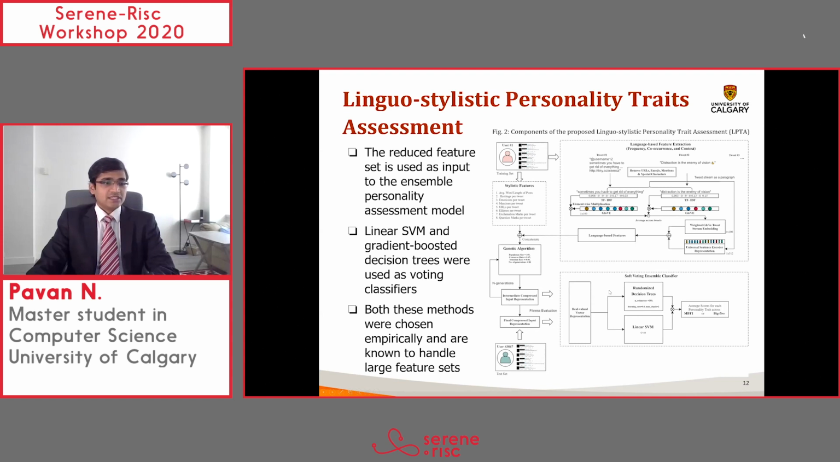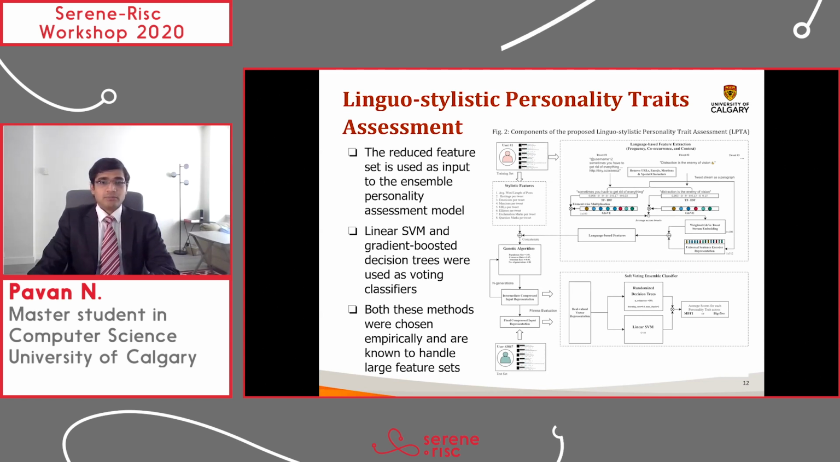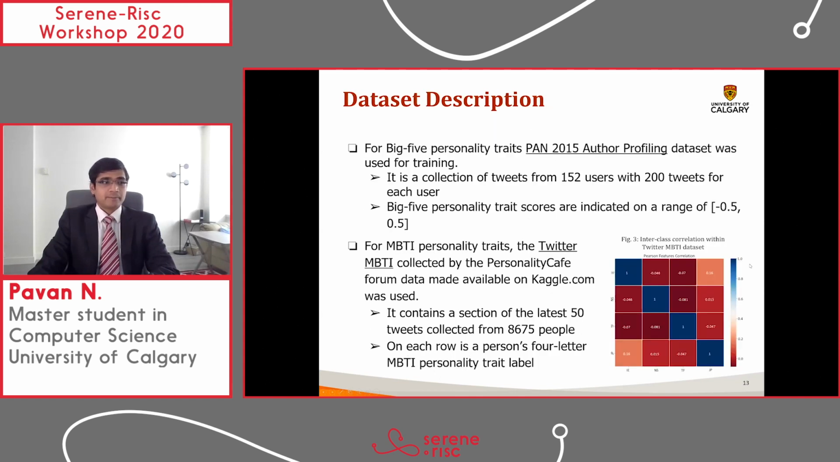For the classification, we tried different machine learning models, such as Gaussian regression, SVM, XGBoost, and other machine learning models as well. But we found that the linear SVM and XGBoost models gave us the best result. So we chose those two as part of our ensemble method.